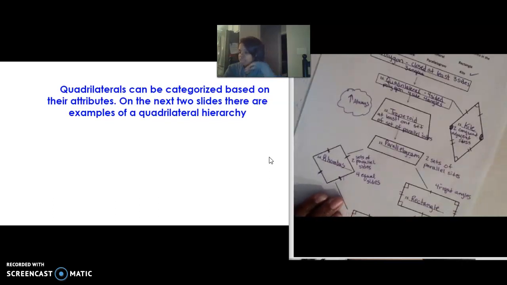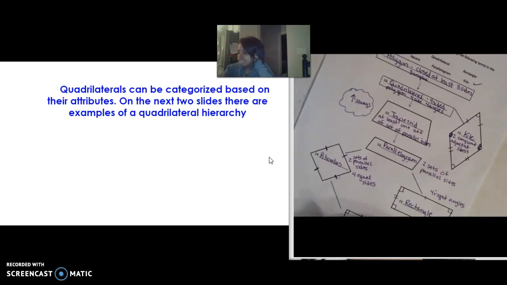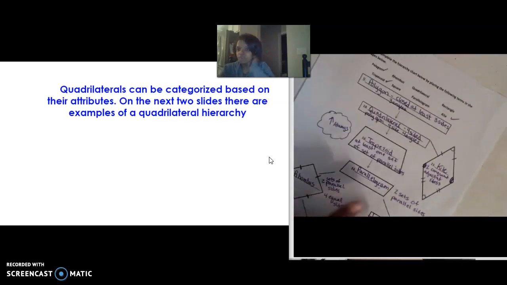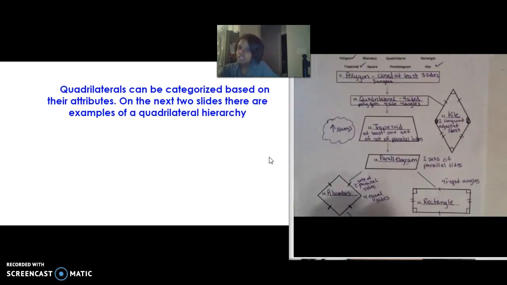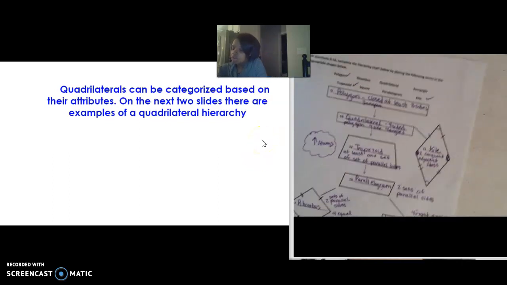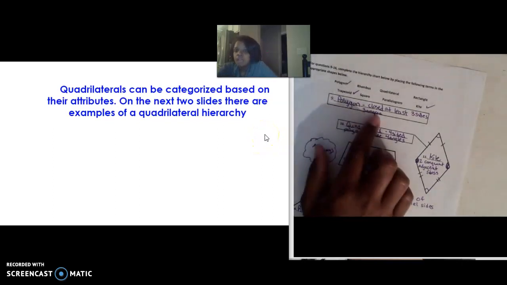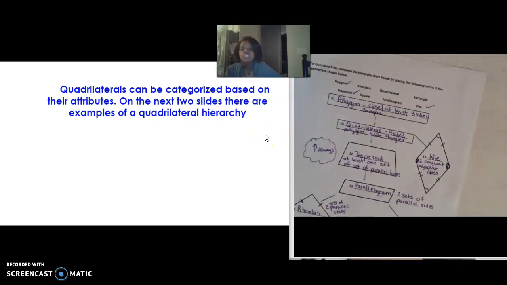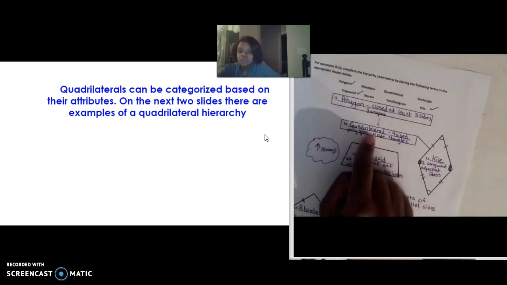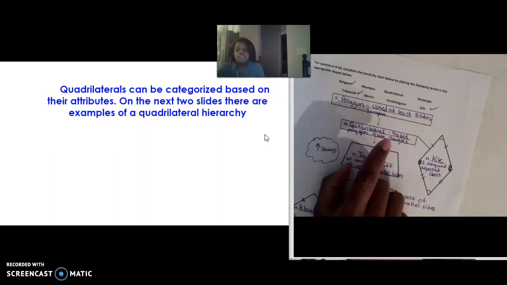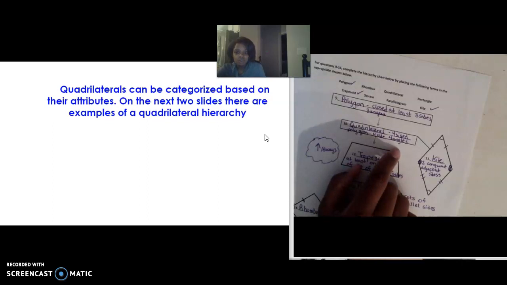So I actually pulled out one of the examples because I wanted to just kind of go over our hierarchy, and then I have another example that I'll show you. Okay, so the first one we start with is a polygon, and a polygon just has to be a closed figure with at least 3 sides and 3 angles. And specifically, again, we're looking at quadrilaterals. So we're going to start with quadrilaterals. So a quadrilateral is a 4-sided polygon with 4 sides and 4 angles.